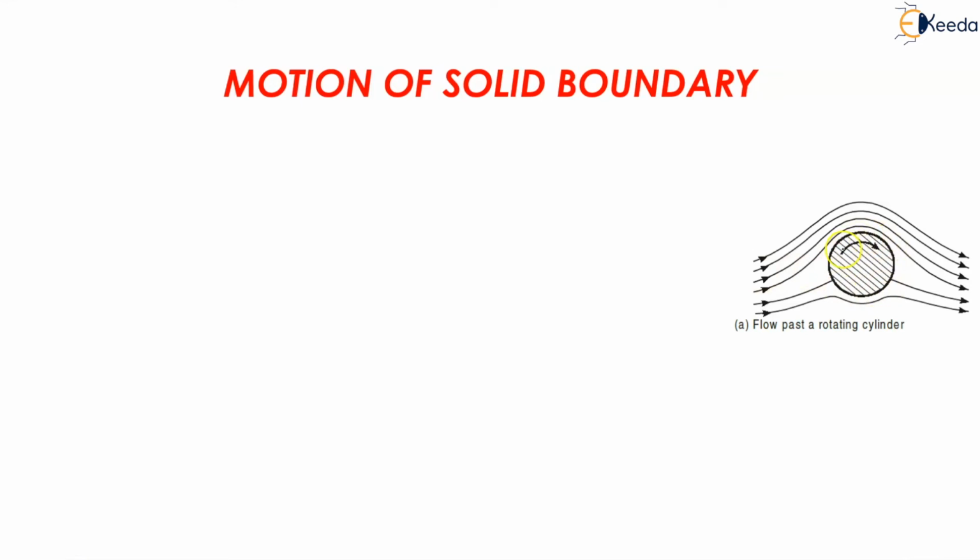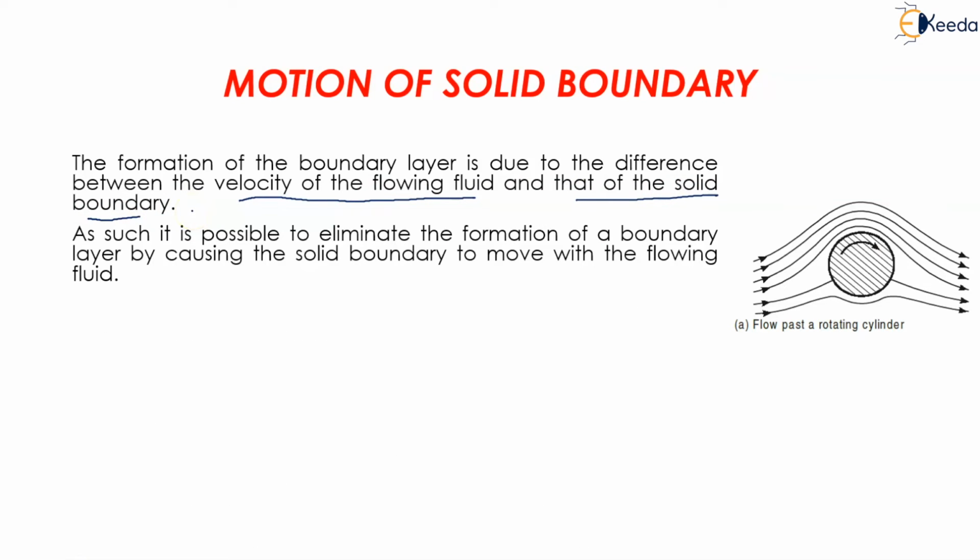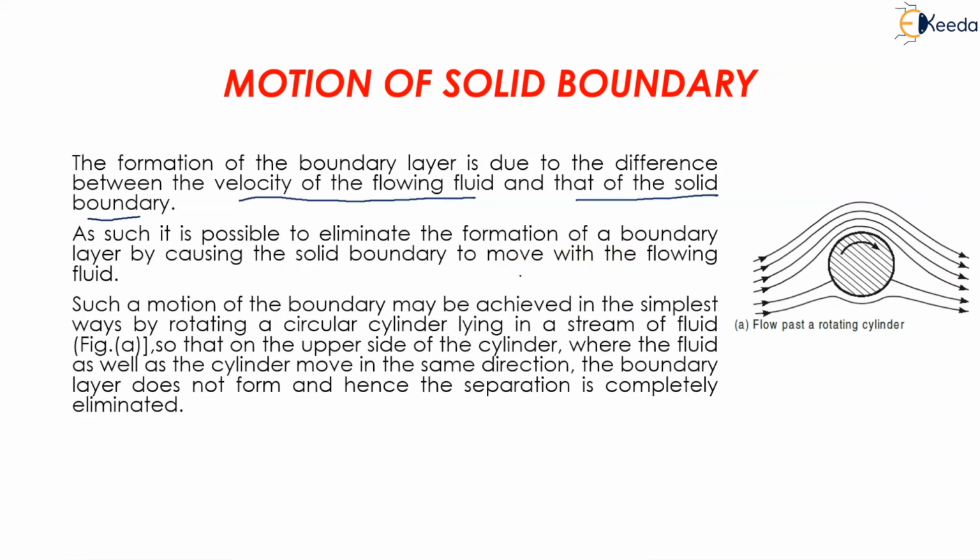So let's start with the first, that is motion of the solid boundary. Now this is the rotating cylinder and the flow is passing through it. The formation of the boundary layer is due to the difference between the velocity of the flowing fluid and that of the solid boundary. As such, it is possible to eliminate the formation of the boundary layer by causing the solid boundary to move with the flowing fluid. Such a motion of the boundary may be achieved in the simplest way by rotating a circular cylinder lying in the stream of fluid.